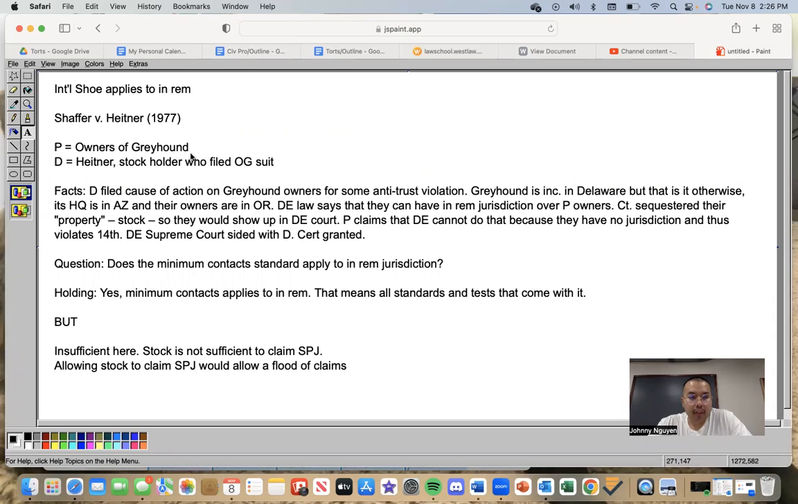And the facts of this case: I have owners of Greyhound as the plaintiff here, and then as the defendants, I have Heitner. Keep in mind that when this first filed suit in state court, the defendant was the petitioner at that point, so you can align the facts accordingly. Essentially, Heitner filed a cause of action on Greyhound owners for some antitrust violation, and antitrust is a federal thing, but they tried it in state court.